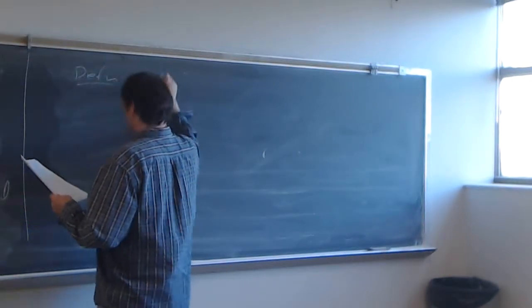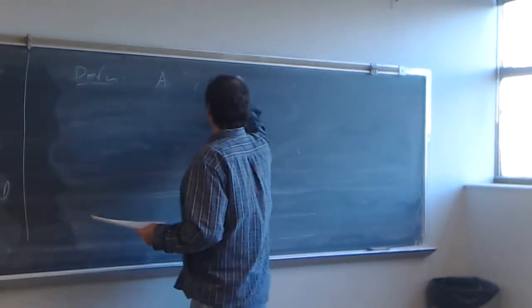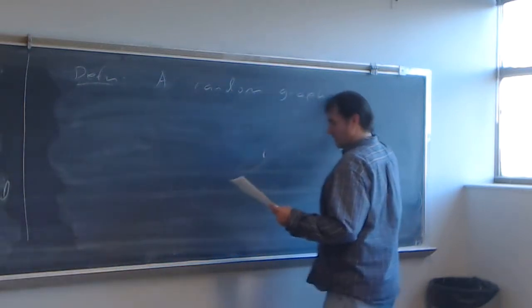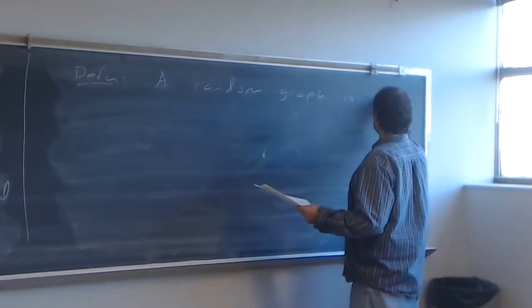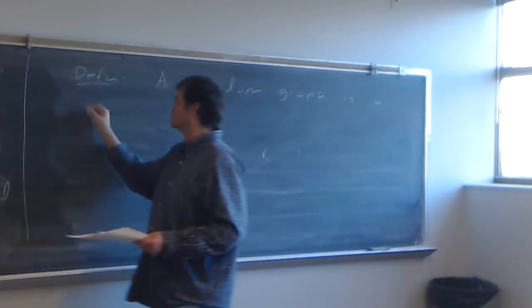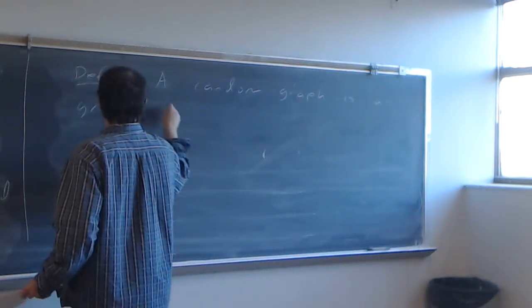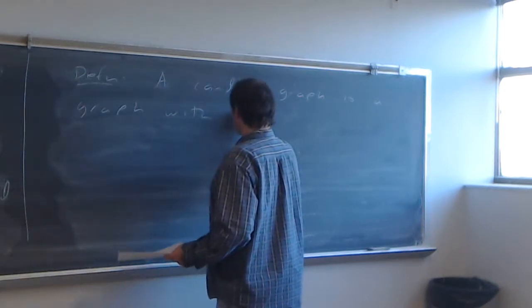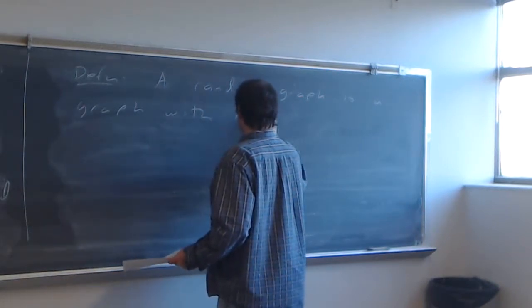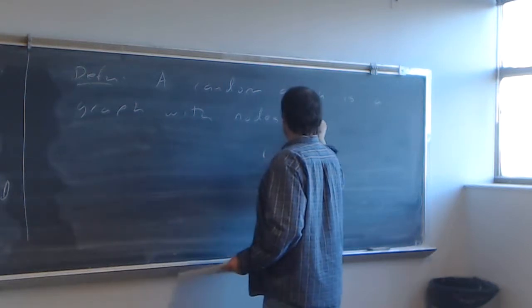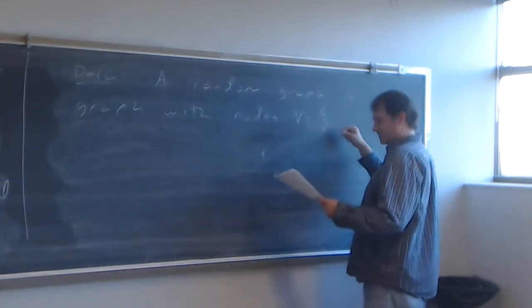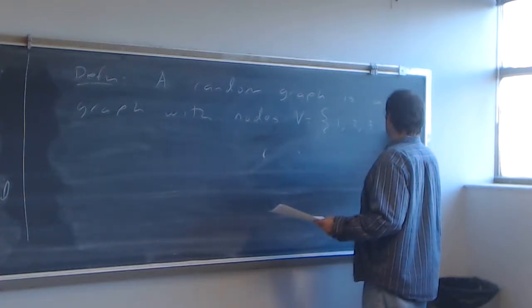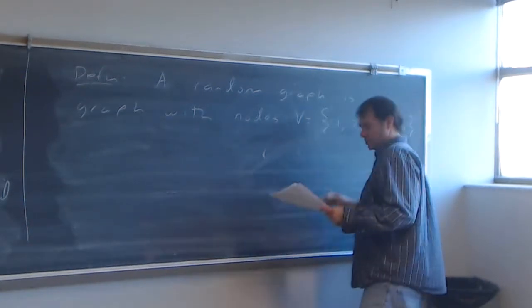That's the definition. A random graph is a graph with nodes v equal to 7 nodes here. 1, 2, 3, all the way up to n. So we've got n nodes.